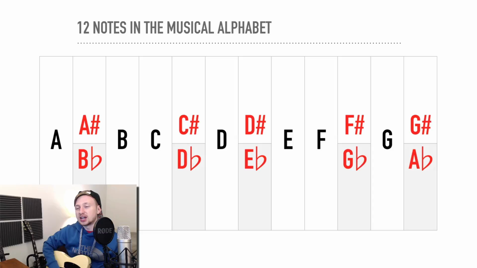The other thing I want to point out is that these 12 letters represent 12 sounds, right? So if I were to play this from A all the way down to G sharp, it would sound exactly like what I played just a second ago. So A sharp.